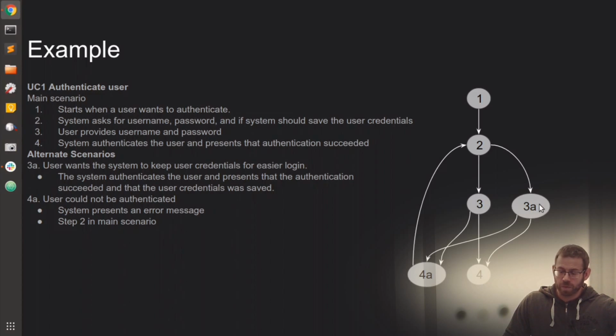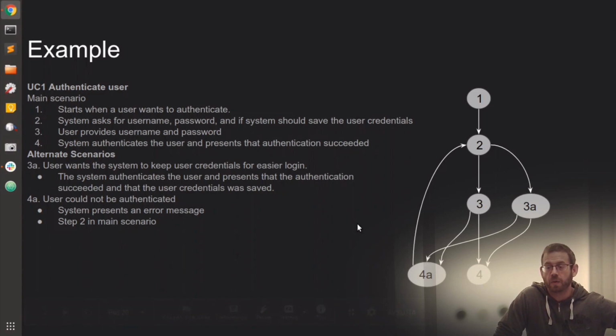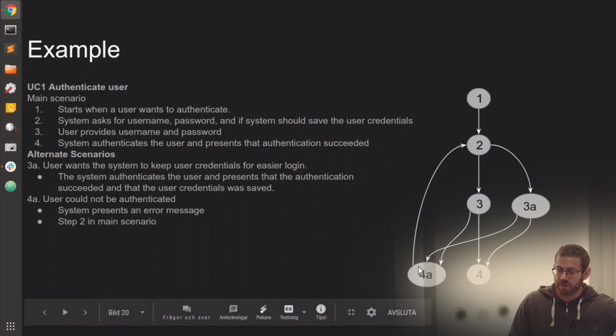And the system, when we get into 3A, if we're successfully logged in from this state, then the system will not only authenticate you, it will also present a message that we're going to remember you next time you log in because we've saved your credentials. But we also have a separate step from 3 and from 3A where we could not be authenticated. And in this case, we want to present an error message, and then we step back.